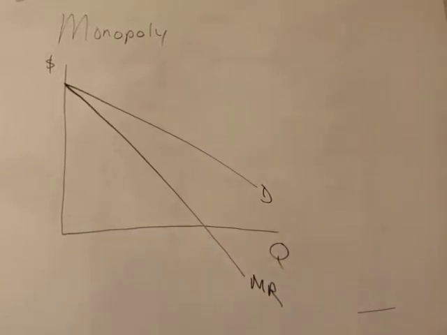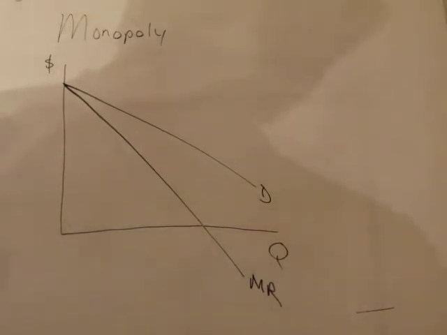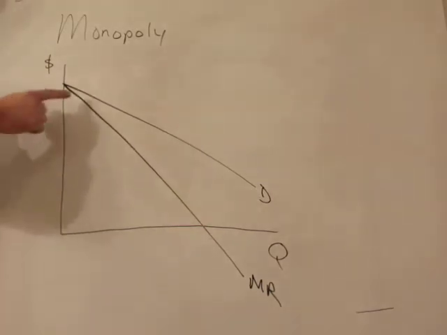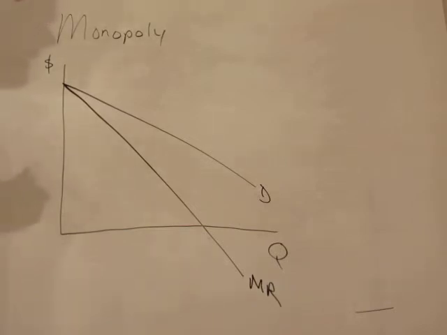Okay, so we're going to take a look at Monopoly at this point. We're just going to take a look at the basic graph here for Monopoly. The first thing I need to point out is that our demand curve is above our marginal revenue curve. That's one of the main differences between a monopoly and a perfectly competitive firm.